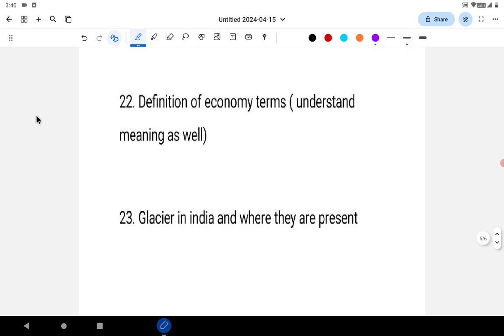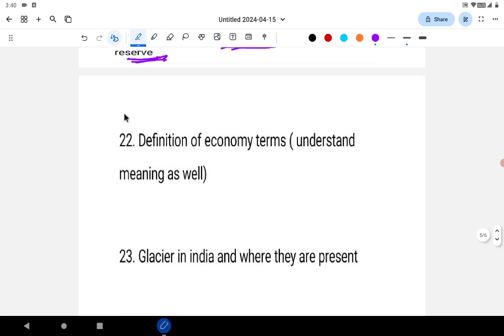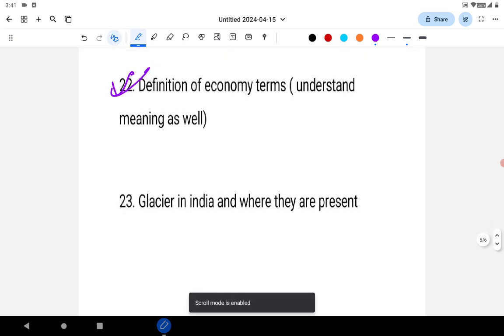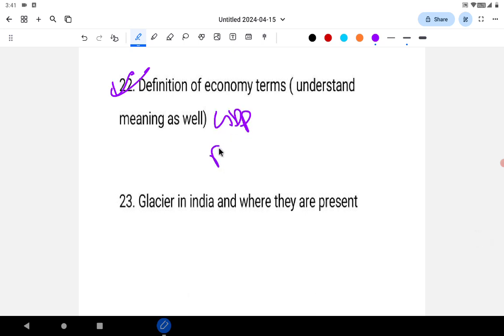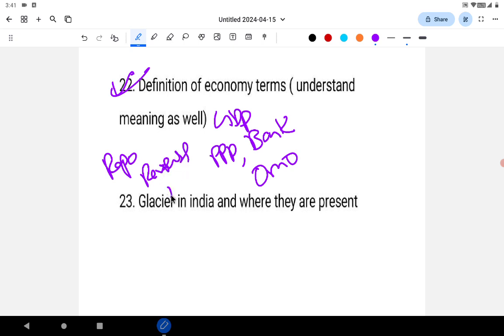Coming to the economy. In the economy, normally you know that UPSC asks a few questions on concepts and a few questions on current affairs. The concepts like GDP, PPP, bank rate, open market operations, repo rate, reverse repo rate, inflation.